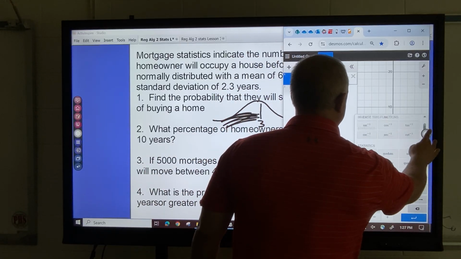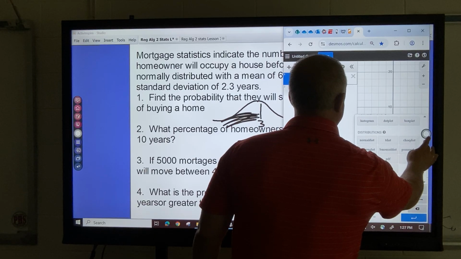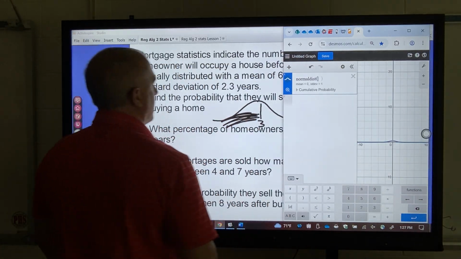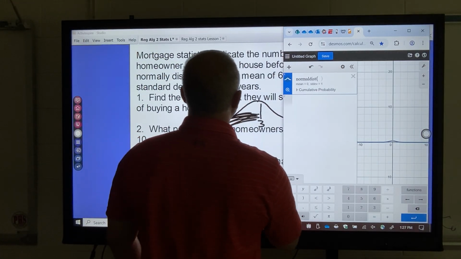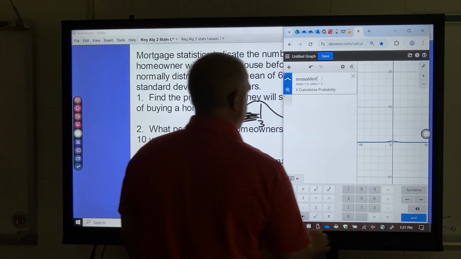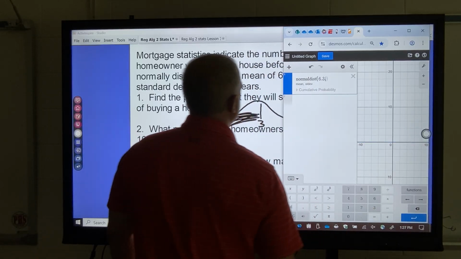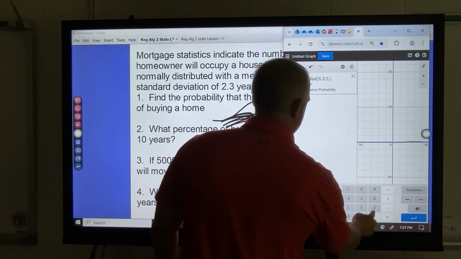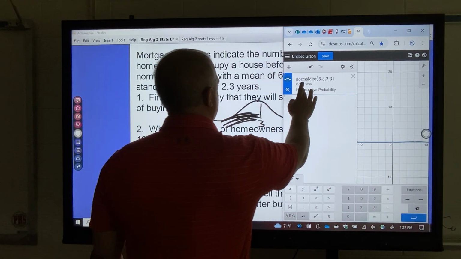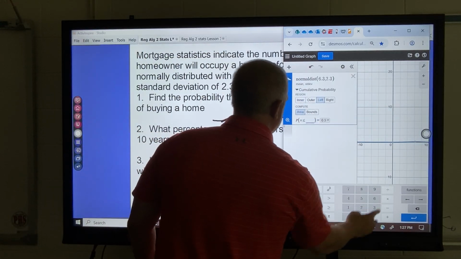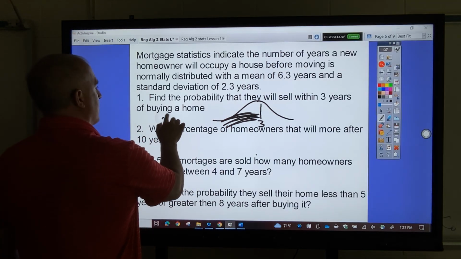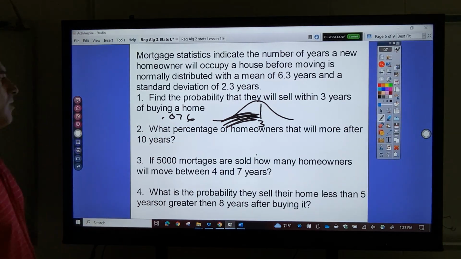You go to functions, you scroll down, you find normal distribution. It's basically telling me put the mean first, which will be 6.3, comma, 2.3. Okay, we'll do cumulative. So I want to go left, less than 3 years sold, 0.076.